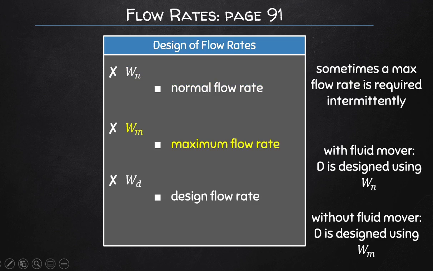Now, some processes might require that the flow rate increase to some maximum flow for very short intervals only, and this is also considered when you are dealing with fluid movers, and it must be noted that the normal flow rate is still typically used when designing a pipe line, etc. But there are different factors that we use, which we'll get into now.